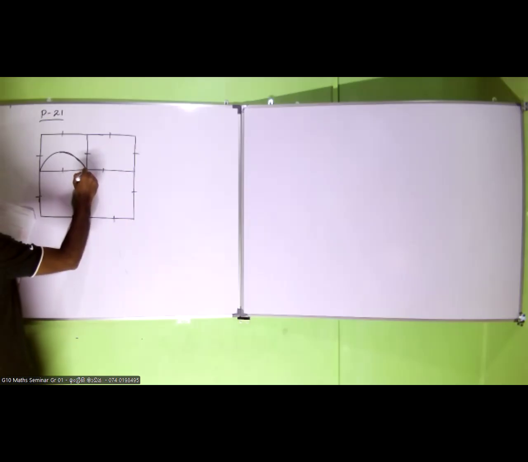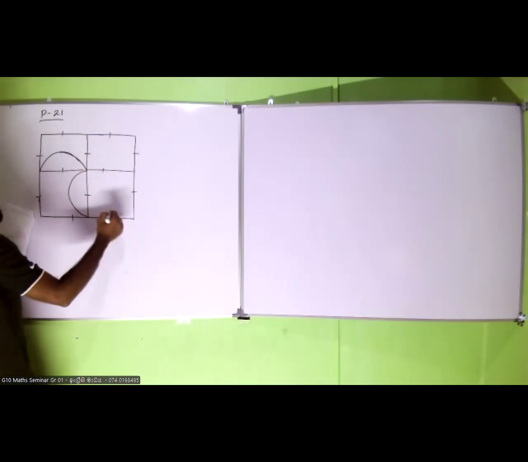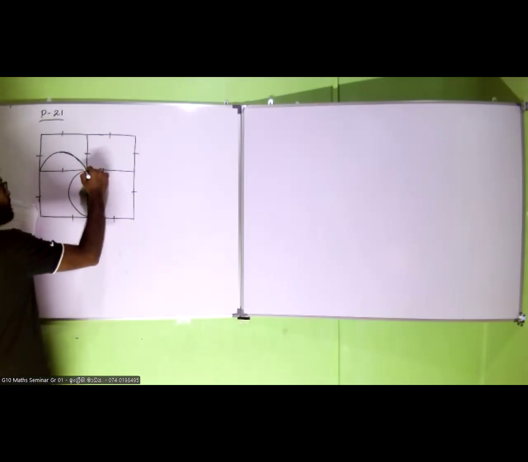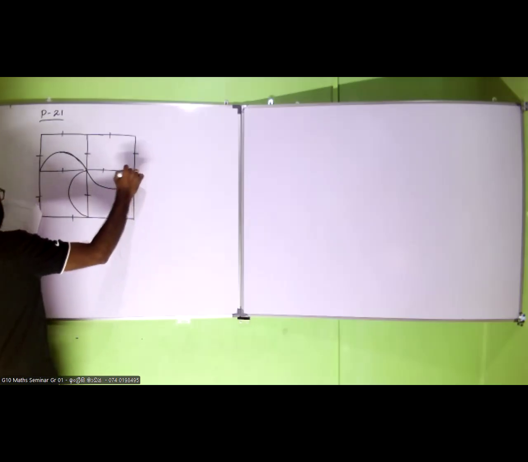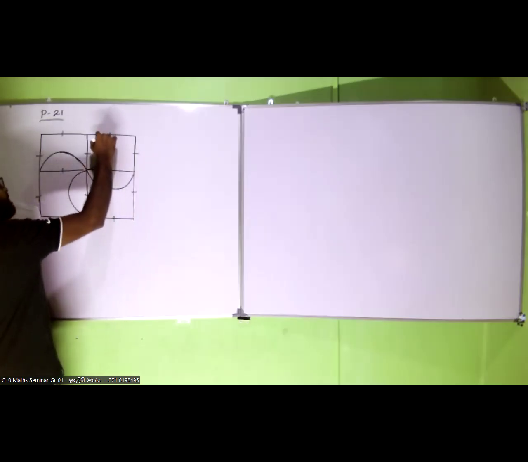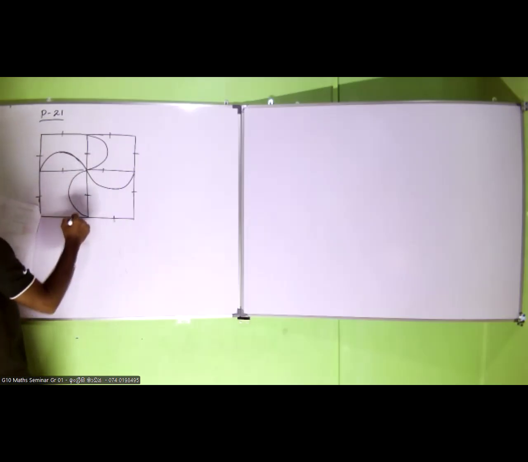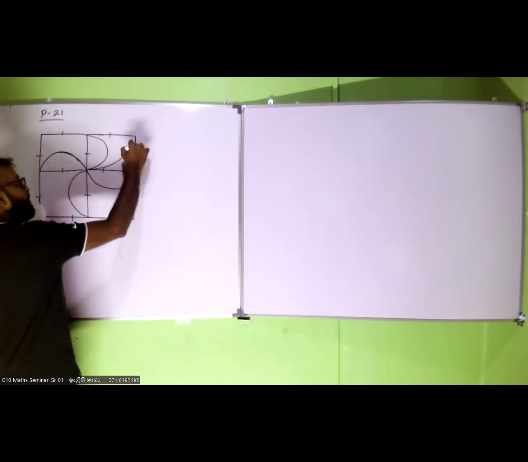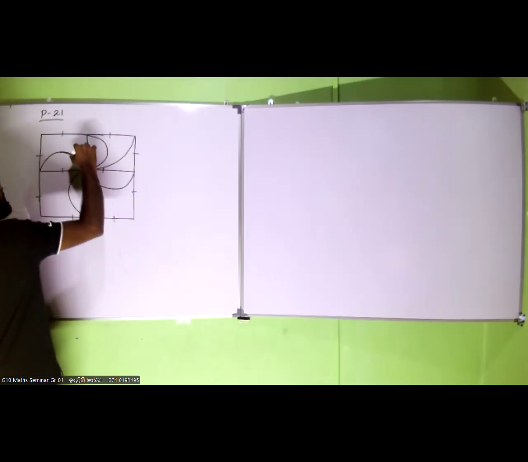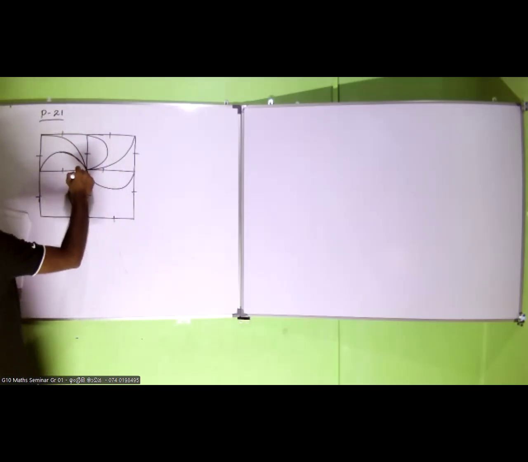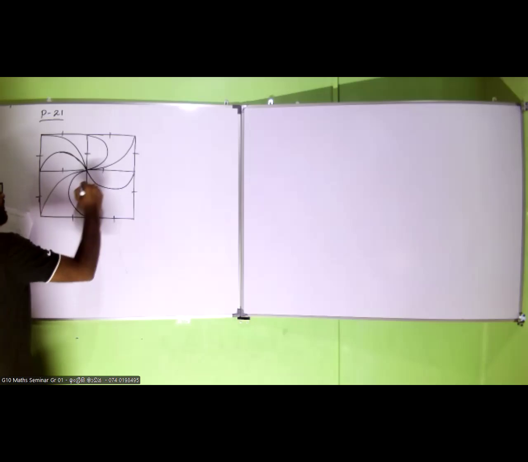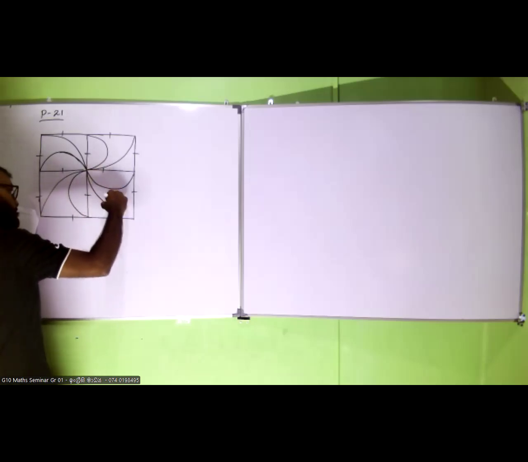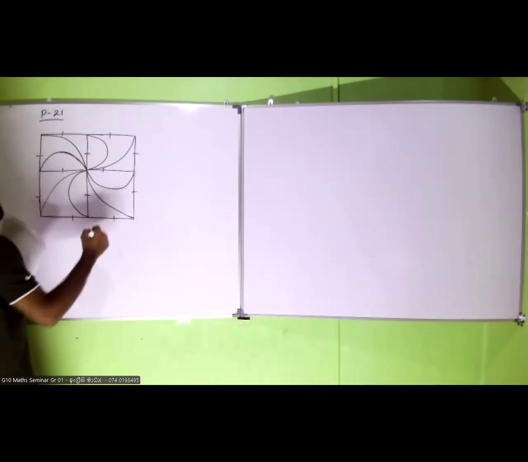And also this is a half circle, and also this is a half circle, and also this is a half circle, and this is a quarter of a circle, quarter of a circle, quarter of a circle, quarter of a circle. Right?